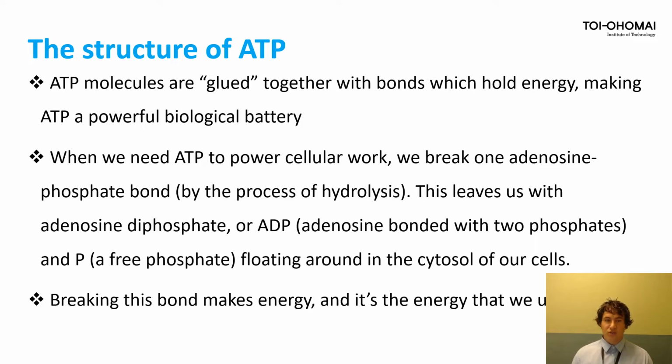And how this works is we break one adenosine phosphate bond by the process of hydrolysis. You might recognize the word hydro, which means water. So with water, we can break off one of those phosphates from the adenosine, and that leaves us with now an adenosine molecule and two phosphates, so ADP. And you've got this free phosphate floating around. In the process of splitting it, you release energy. So breaking this bond makes energy, and it's the energy that we use for life.